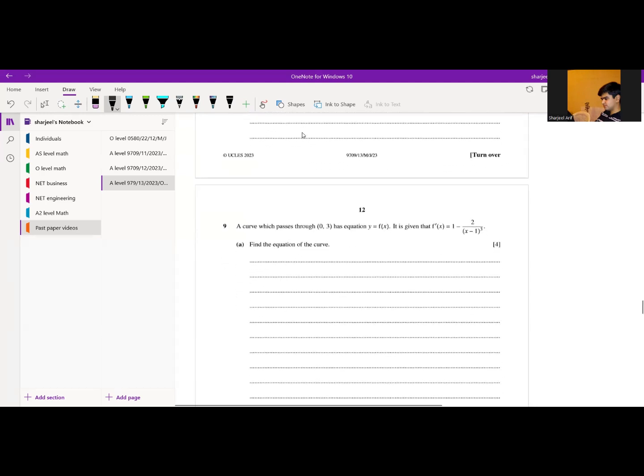Now for question number 9. A curve which passes through 0, 3 has equation y equals f of x. It is given that f dash x is equal to 1 minus 2 over x minus 1 whole cube. We have to find the equation of the curve. So we have to take integration. This will become f of x equals 2 into x minus 1 power minus 2 over minus 2 plus c.